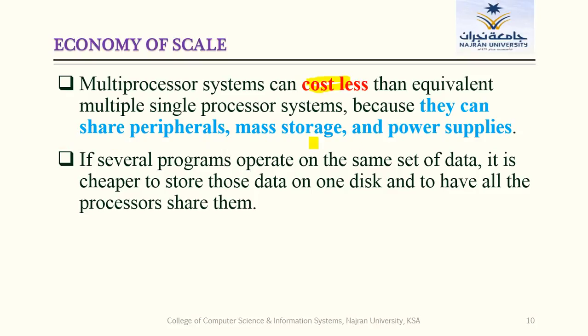Because they share peripheral devices, mass storage and power supplies. So if we purchase one system that has more than one processor, it means all these processors are sharing these devices: peripheral devices, storage, our hard disk, keyboard, mouse, system bus and many things. But if we purchase the equivalent single processor systems, then each processor has its own separate memory, separate hard disk, separate keyboard, separate monitor, separate mouse and these things.